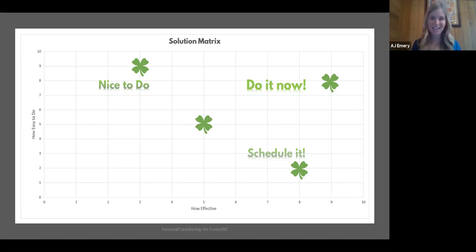There's one last area that we end up with, and that's when things aren't super easy, but they're also not super effective. So in this example, I've said it's about a 3 in how easy it is, and it's about a 2 in how effective it is. This is going to be a last resort. I call it a last resort because you don't want to get rid of it until you've talked to a mentor about it.